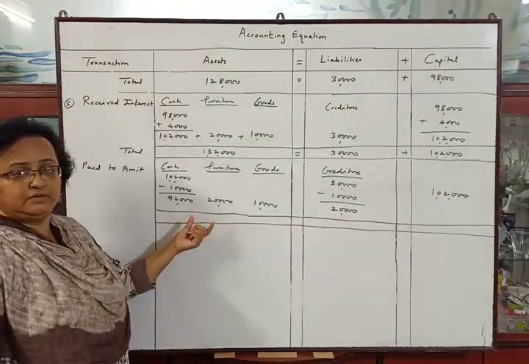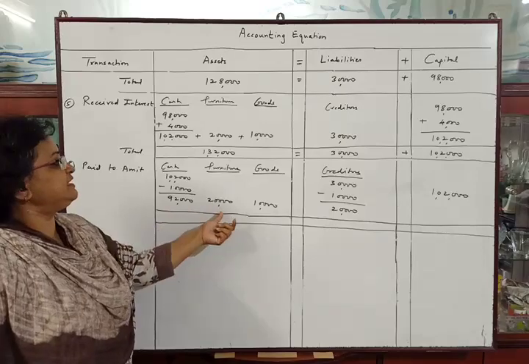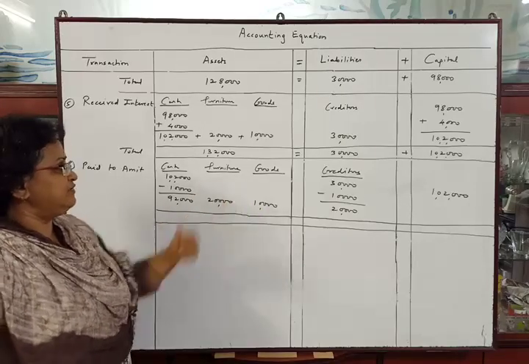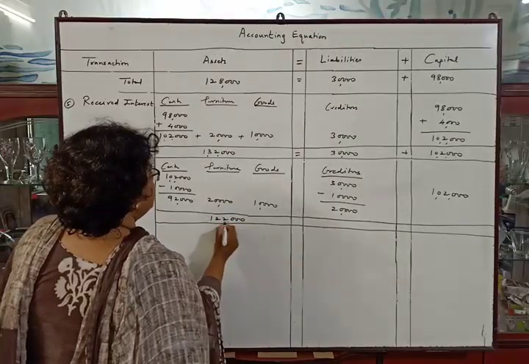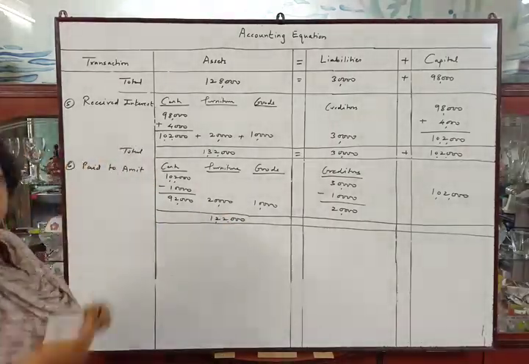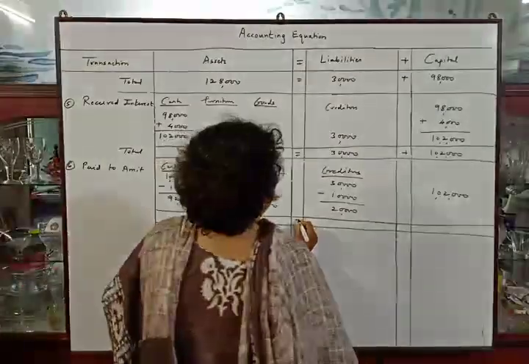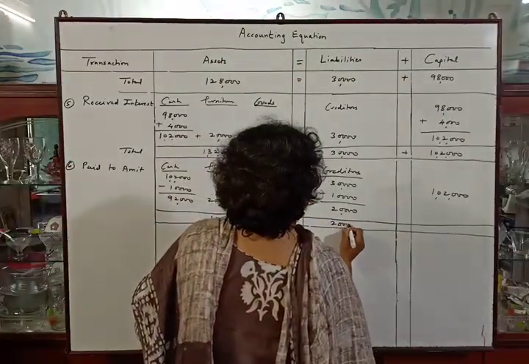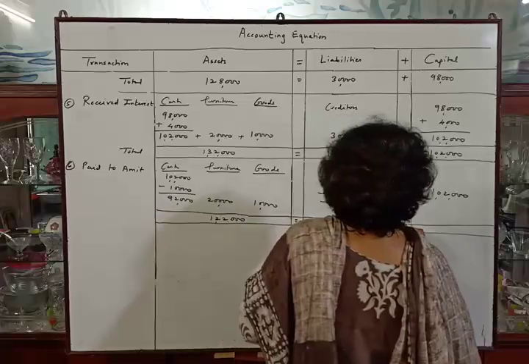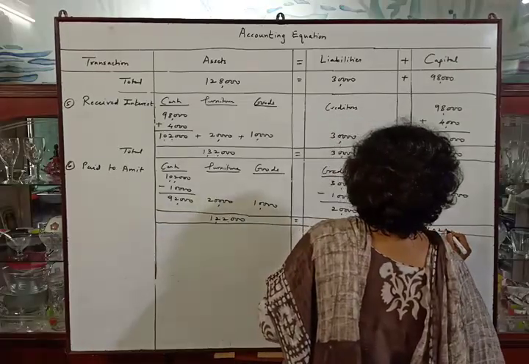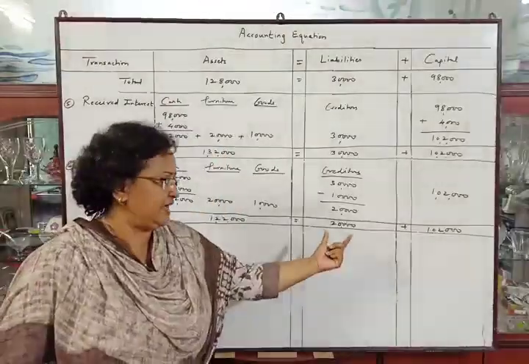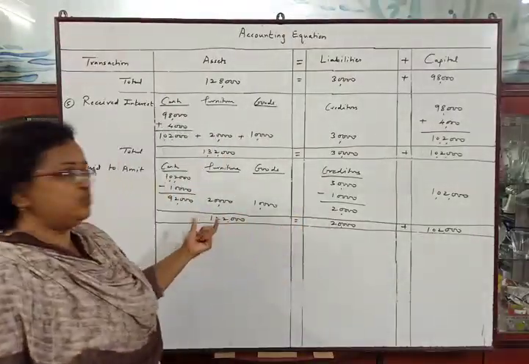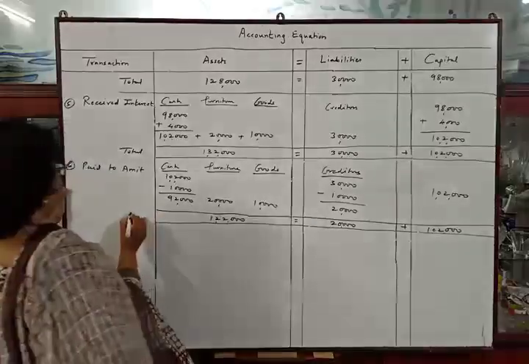Total of 92,000 plus 20,000 plus 10,000 will be 1,22,000. Okay, is equal to 20,000, the remaining creditors, plus 1,02,000. 1,02,000 plus 20,000 is 1,22,000, which is equal to 1,22,000.